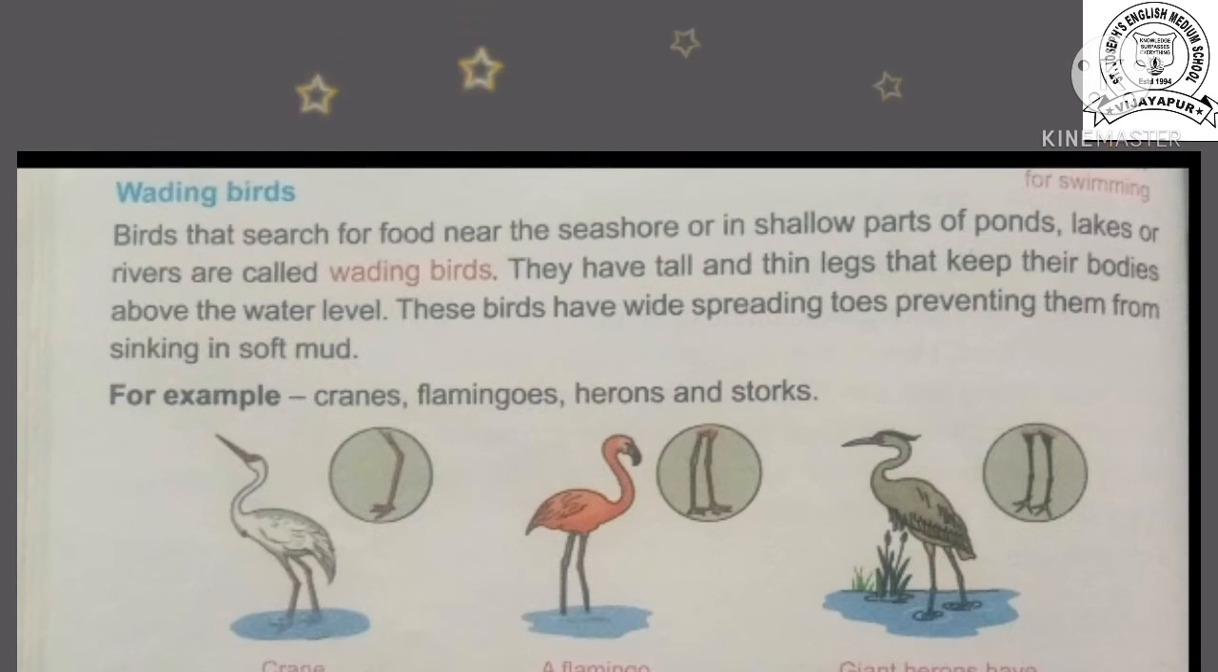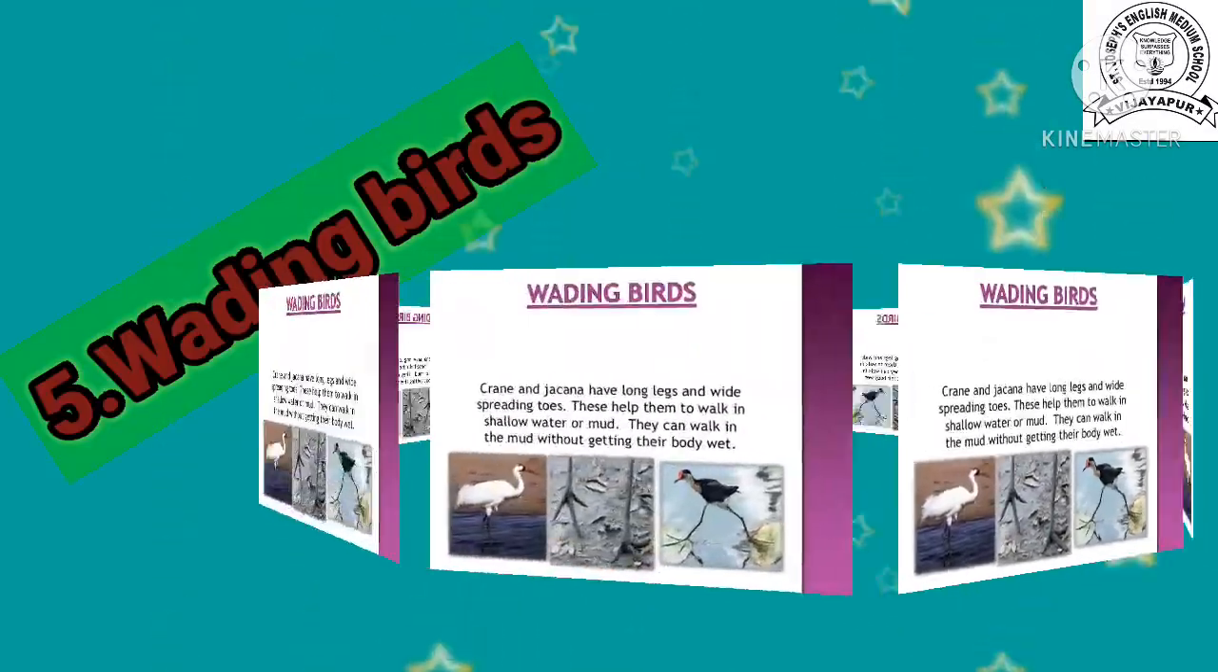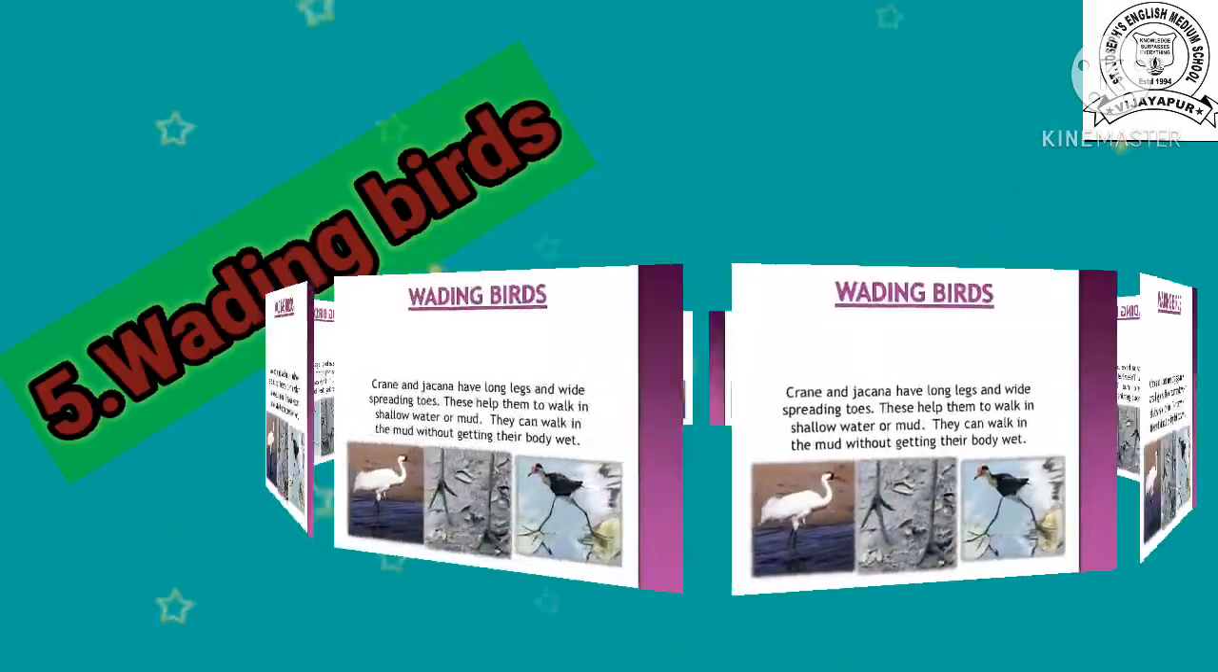They have tall and thin legs that keep their bodies above the water level. These birds have wide spreading toes, preventing them from sinking in soft mud. For example, crane, flamingo, herons and storks. Now the next birds, that is the fifth one, wading birds.